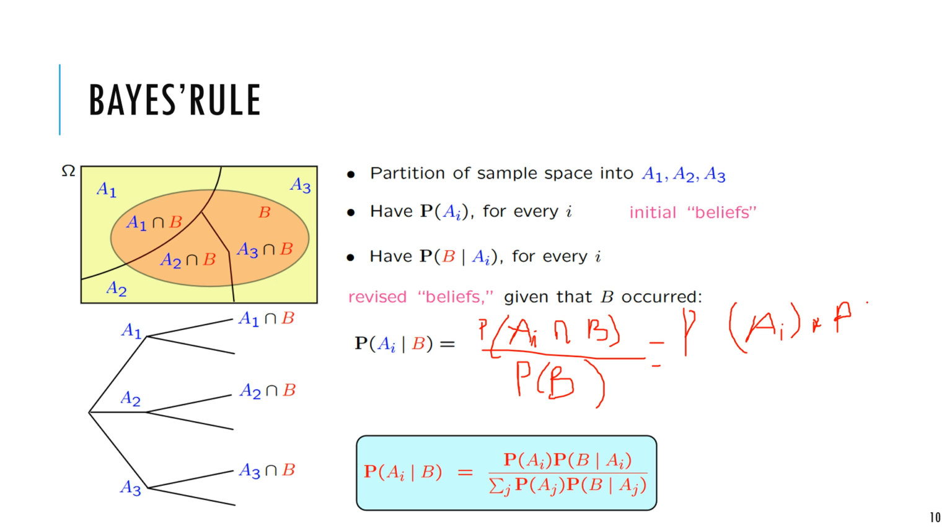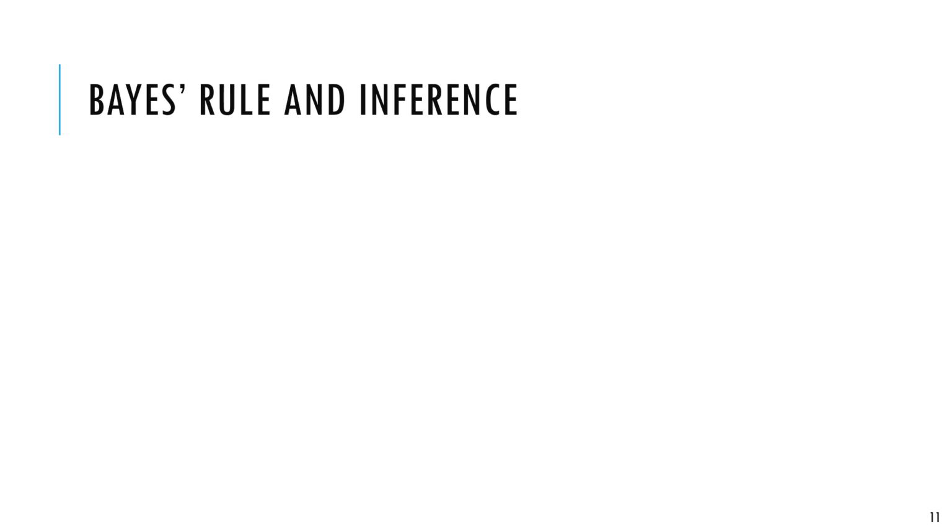multiply property of B given A_i is the definition of conditional probability, and for this we use total probability as this formula. This formula is called Bayes rule. It is very simple but has a lot of application in computer science, machine learning, and AI, artificial intelligence.